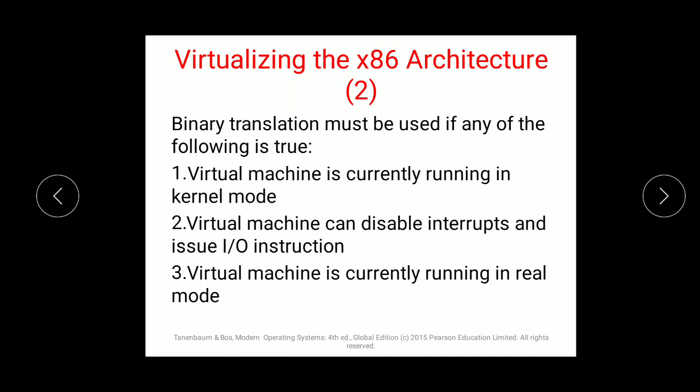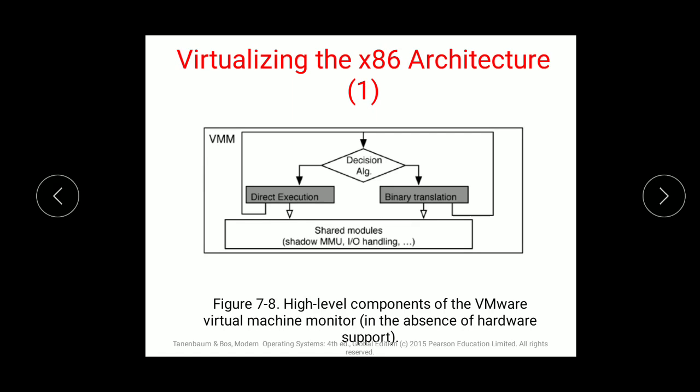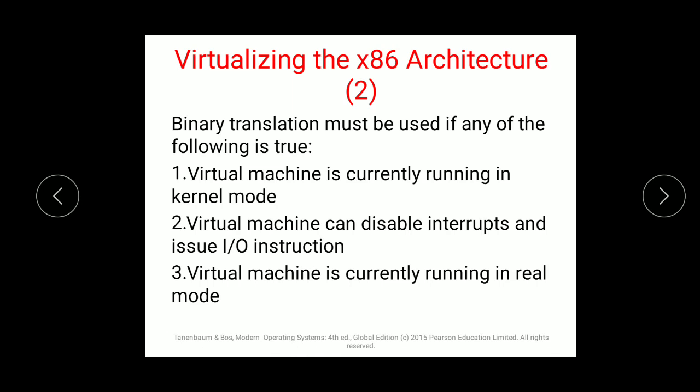Next is virtualizing the x86 architecture. When virtualization is done through binary translation, it can be done. So binary translation must be used if any of the following is true. So when do we use binary translation? Through direct execution, when these statements which they have given are true. If they fail, that is if they are not satisfied, then we can use binary translation.